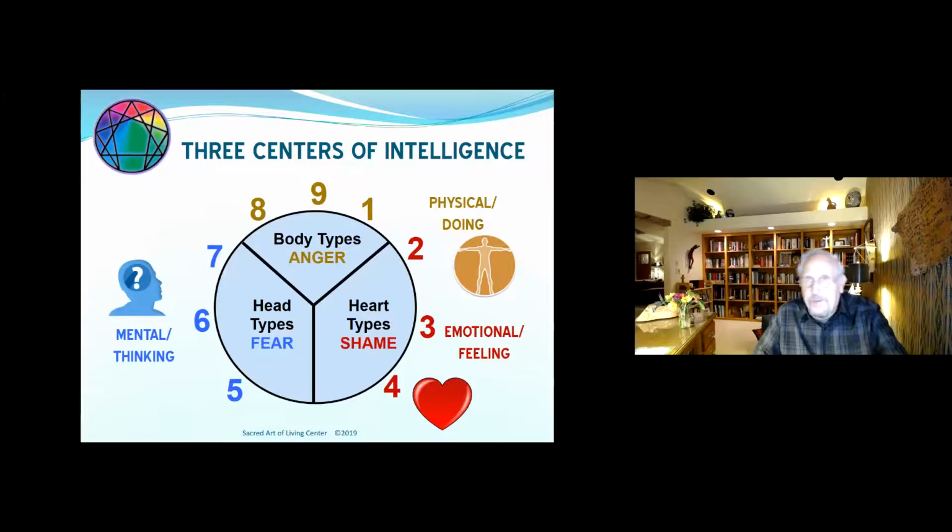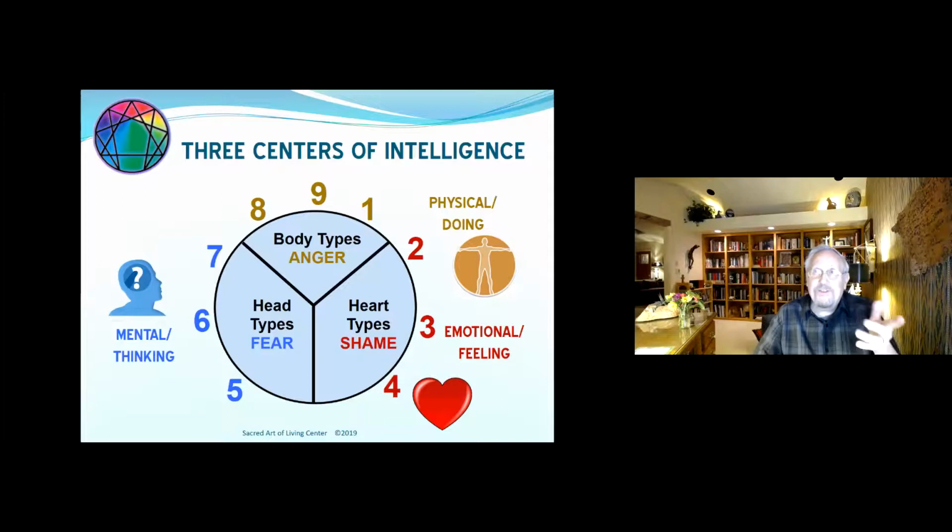So we talk about the 3 centers of intelligence, the 3 groups of types, the so-called body, heart, and head types. I talked especially last week, introducing this, about the 2, 3, and 4, the so-called heart types, where the meta emotion is shame, what they share in common, the deepest emotion. So tonight I want to talk more about the 5, 6, and 7.